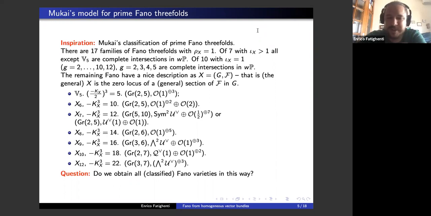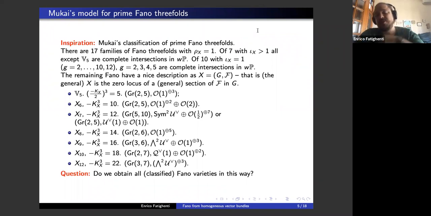But the last one, degree 22 and genus 12, is kind of different from all the others, and in fact can be described by taking the Grassmannian G(3,7) as ambient space, and then we have this rank 9 vector bundle, which is 3 copies of the wedge 2. And in fact, this is not a complete intersection anywhere else. And this variety is sometimes called the 3-symplectic Grassmannian.